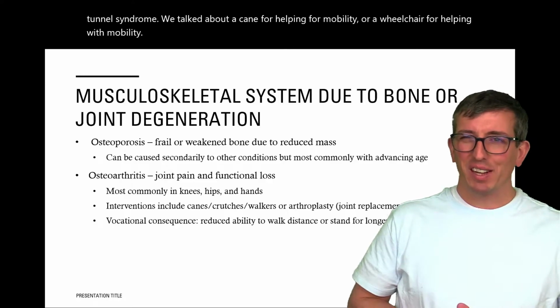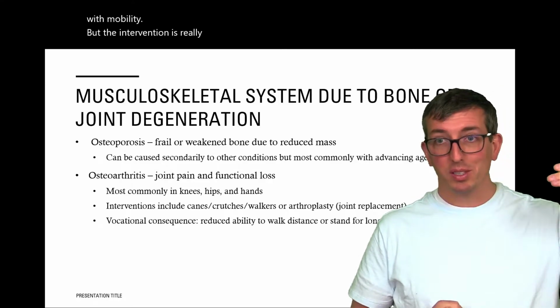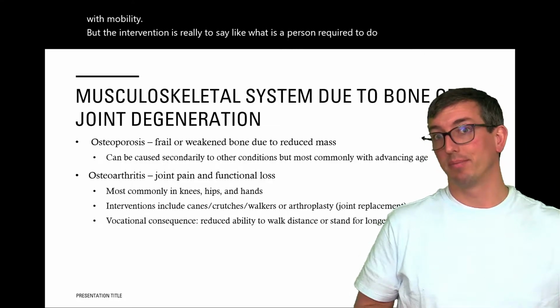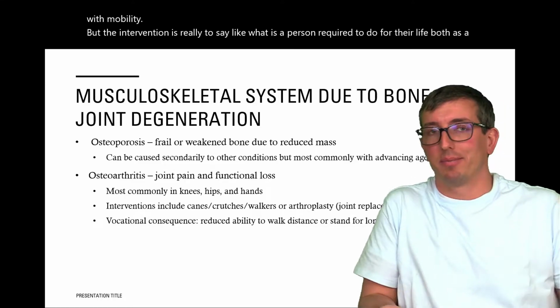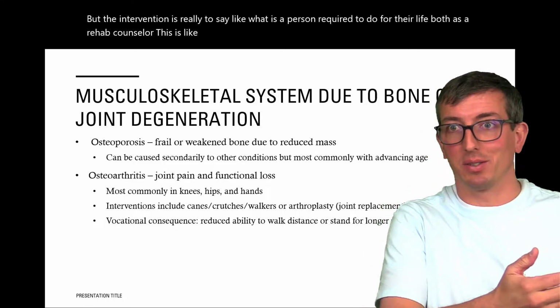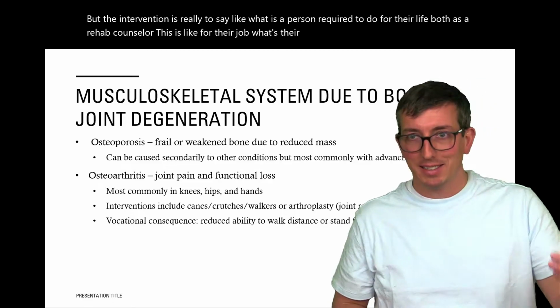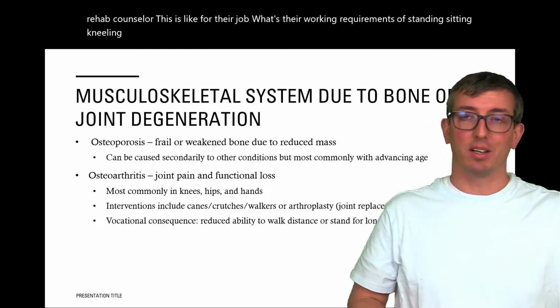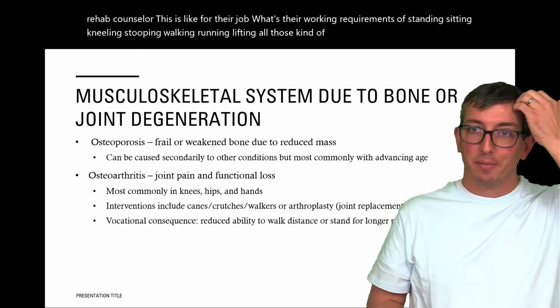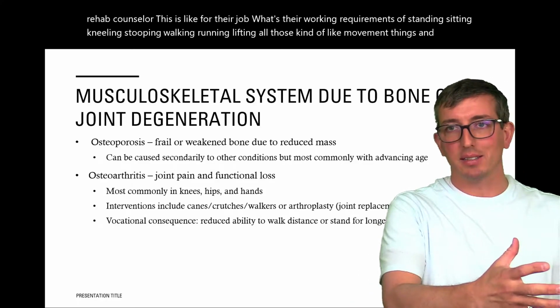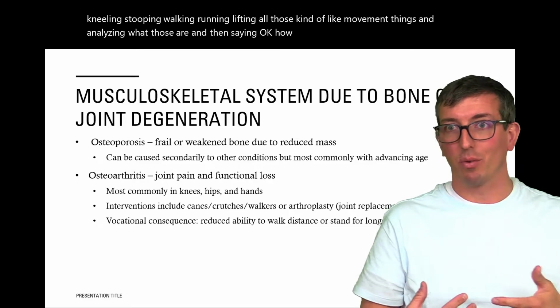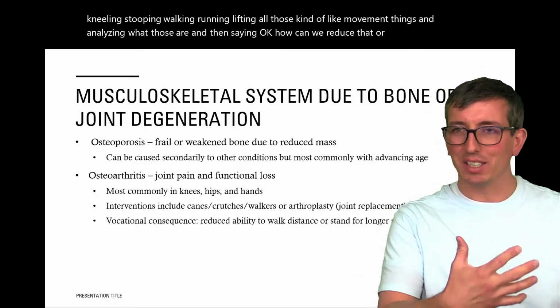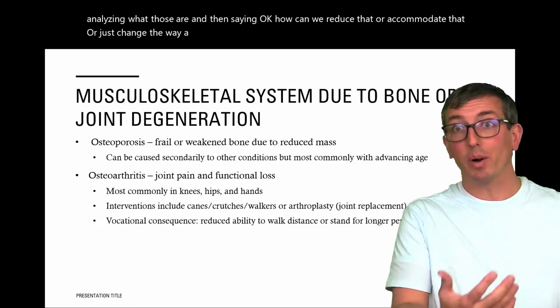But the intervention is really to say, what is the person required to do for their life? Both as a rehab counselor, for their job, what are their working requirements of standing, sitting, kneeling, stooping, walking, running, lifting, all those movement things, and analyzing what those are, and then saying, okay, how can we reduce that or accommodate that or just change the way a person moves or is required to move?